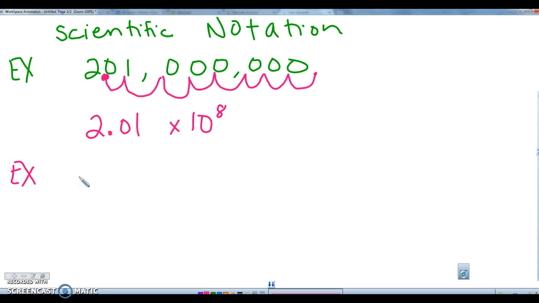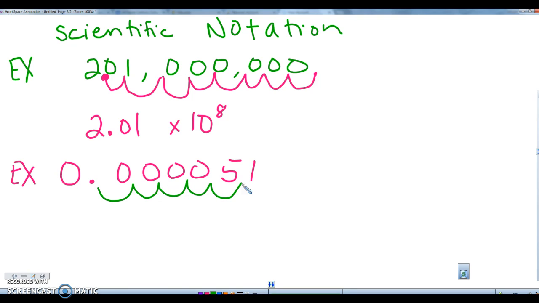So see if you can figure out what we're going to do. We'll do this one together as well because it's going the other direction. So we have 0.000051. So now I'm moving it the other direction because the non-zero digits 5 and 1 are over here. So I'm going to move it 1, 2, 3, 4, 5 places. So I get 5.1 times 10 to the negative 5th because I did move it to the right.